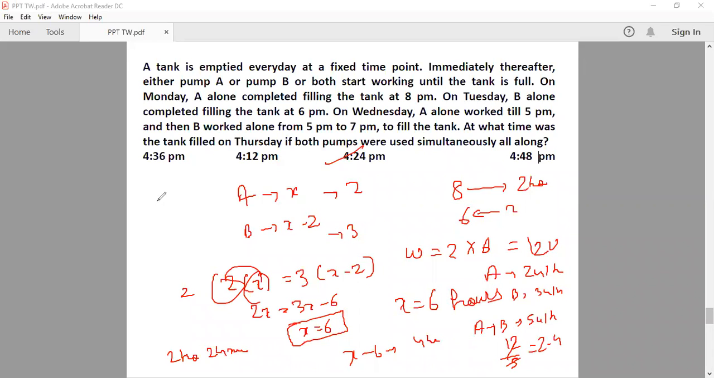क्योंकि हमने अभी दिखाया था कि वो 2 बजे उनका काम खत्म होता है. After 2, they took 2 hours 24 minutes. So the answer is 4 hours 24 minutes. Is it clear to everyone?